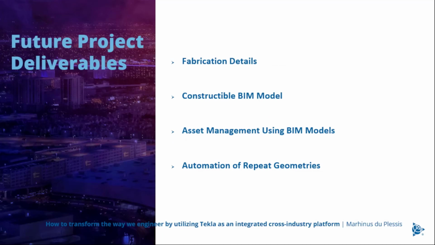What are the future deliverables for projects? At the moment we deliver fabrication details, and in my opinion we will always be delivering fabrication details, be it in what form or shape, we're not sure. At the moment it's 2D, maybe we'll go into 3D one day. Not so sure if it's going to work with some fabricators. Then there is a constructible BIM model, asset management using BIM models, and automation of repeat geometries.